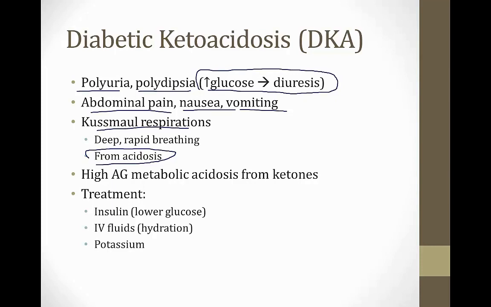The high levels of ketones cause an anion gap metabolic acidosis, and then the treatment for DKA is to administer insulin to lower the glucose, IV fluids to rehydrate the patient, and then very importantly, you have to give potassium because the patients can get dangerously hypokalemic when you begin to administer the insulin.